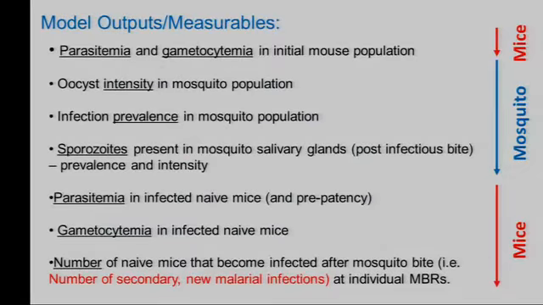We get parasitemia and gametocytemia in our initial mouse populations. We get oocyst and sporozoite intensity and density, and prevalence. We get, in the secondary mouse populations, parasitemia, and we can calculate pre-patency for that, because we're measuring data across time. We look for gametocytemia, and then, as I mentioned previously, the crucial output is the number of naive mice that become infected after mosquito bite. So that's actually a measurement of the number of secondary new malarial infections at individual transmission settings.